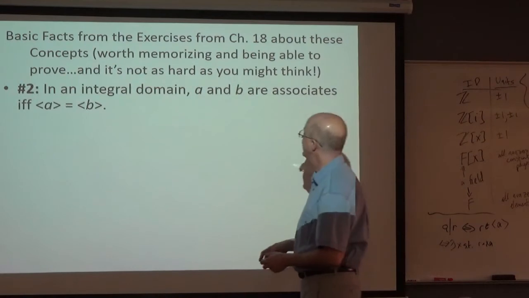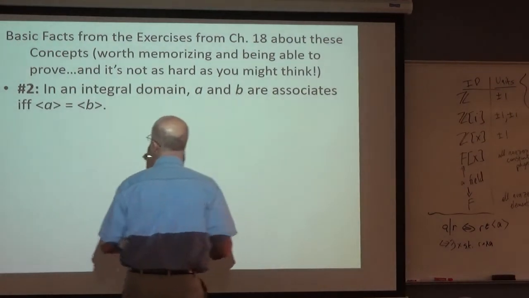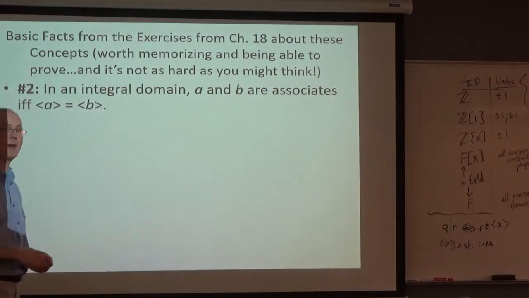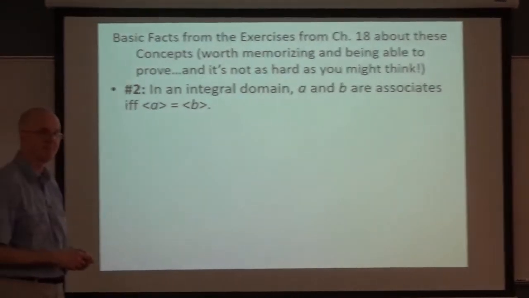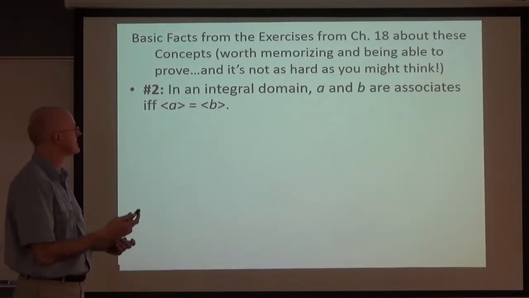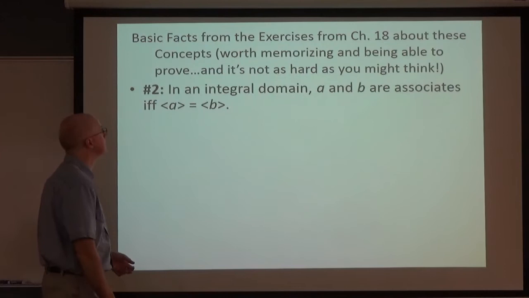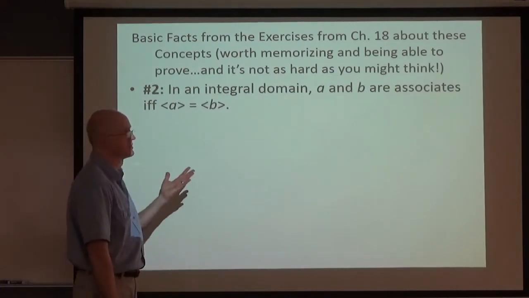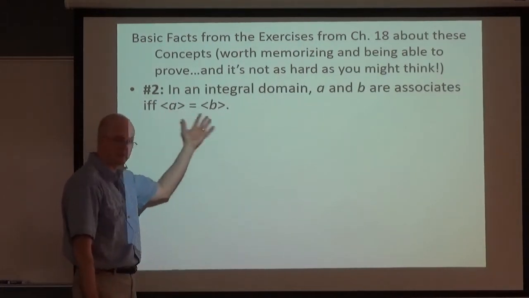In an integral domain, A and B are associates if and only if the principal ideals generated by A and B are the same. Think in terms of Z. If that's your integral domain, two integers A and B are associates if and only if these ideals are the same.